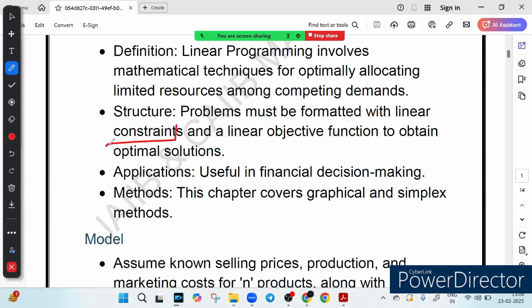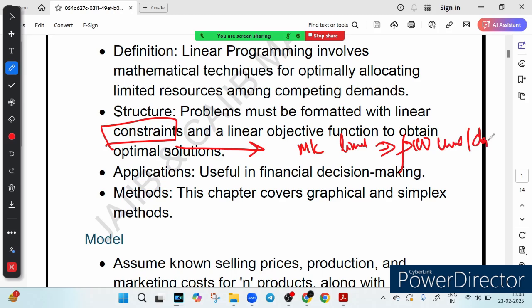You can see the second part, constraint. What is the meaning of constraint? These are the limitations you have to follow. For example, a factory can't produce more than 100 units per day due to machine limits. Obviously a machine limit is there, and because of it a factory can't produce more than 100 units per day. This is called a constraint.